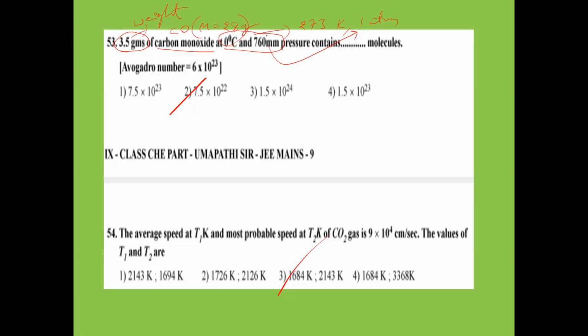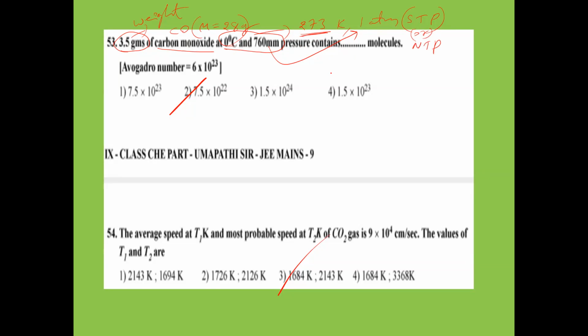And 0 degrees Celsius equals 273 Kelvin. Now these conditions are STP conditions only. STP they give here. STP means 273 Kelvin, otherwise 0 degrees Celsius, and 760 mm means 1 atm. So at STP or NTP conditions, how many molecules does it contain?